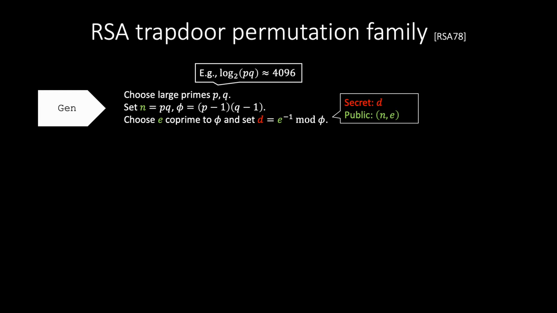the permutation function. The permutation function, f, is defined over the integers modulo n. On input an integer x between 0 and n-1, the function computes x to the power of e modulo n and outputs that value. The fact that e is co-prime to phi ensures that f is a permutation function.